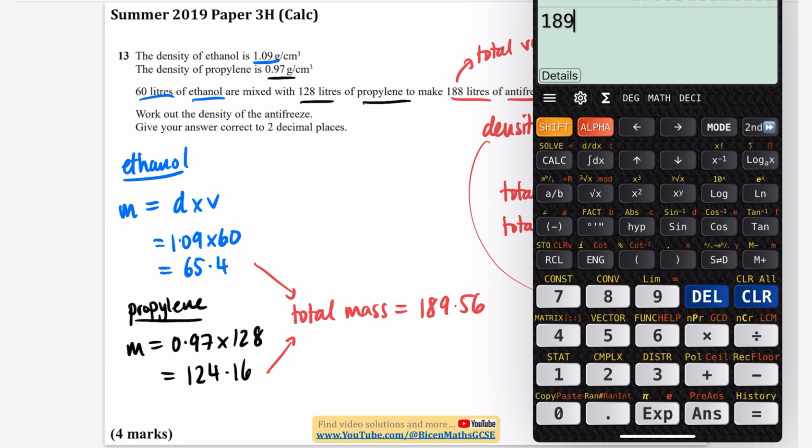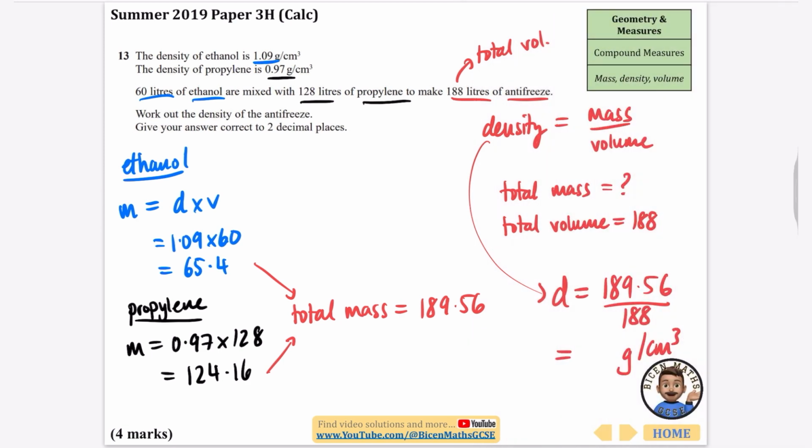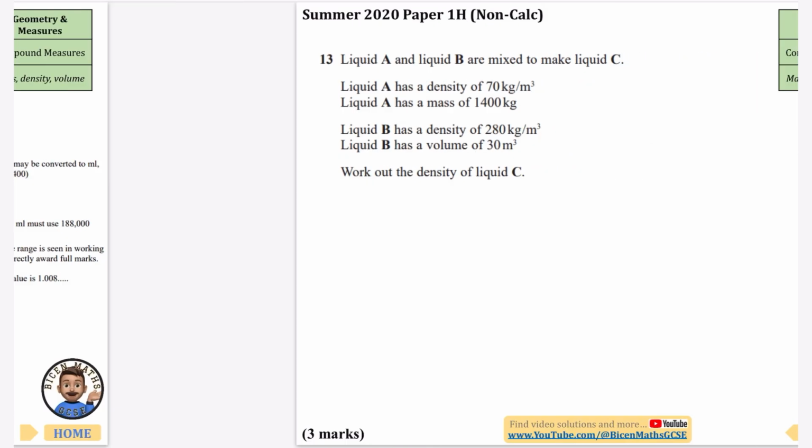So we're going to do 189.56. We'll divide it by 188. And to two decimal places, that 8 is going to make it round up to 1.01. So it is 1.01. My apologies. I hope you noticed at the very beginning when I said it was 188. I hope you realised that when I wrote 180, that was the mistake I'd made.